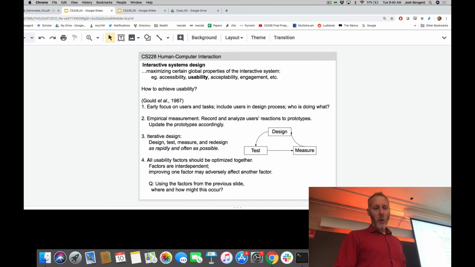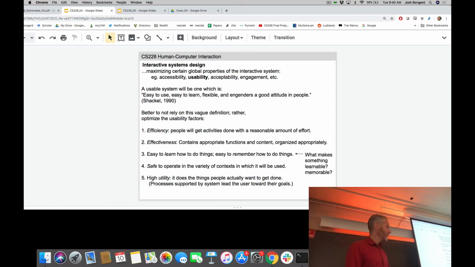We want to try as best we can to optimize all these factors together, which is extremely difficult to do in practice because all of these factors are interdependent, where improving one may adversely impact the other and vice versa. So let's back up for a moment and look at these 5 different usability factors. Can you see some examples in there where improving one of these usability factors hurts the other one, and vice versa?